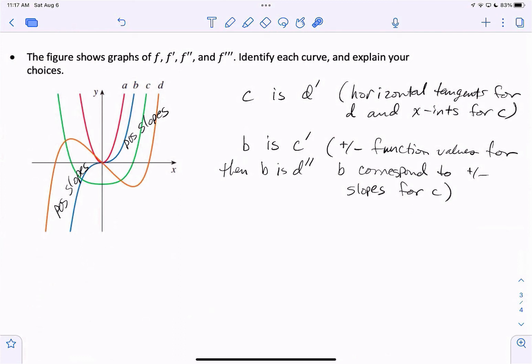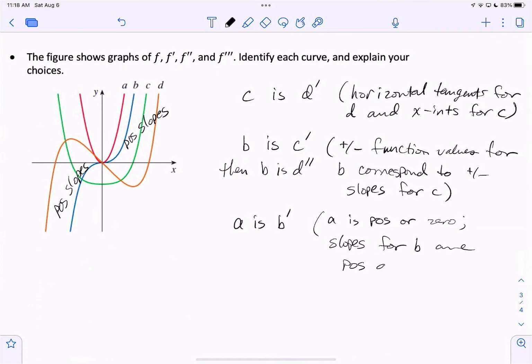So I'm looking for a graph that is always positive or 0. And that's going to be A. So A is b prime. The function values for A correspond to the slope values for B. So A is positive or 0, and the slopes for B are positive or 0.